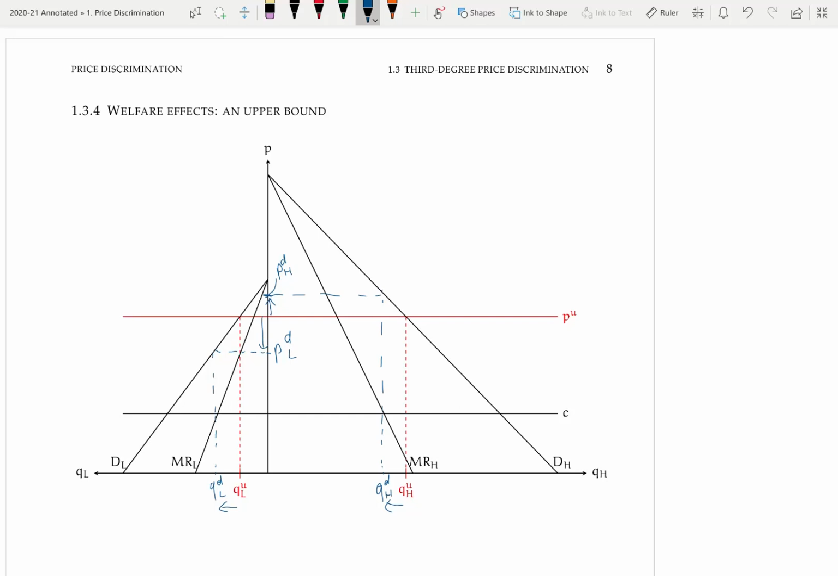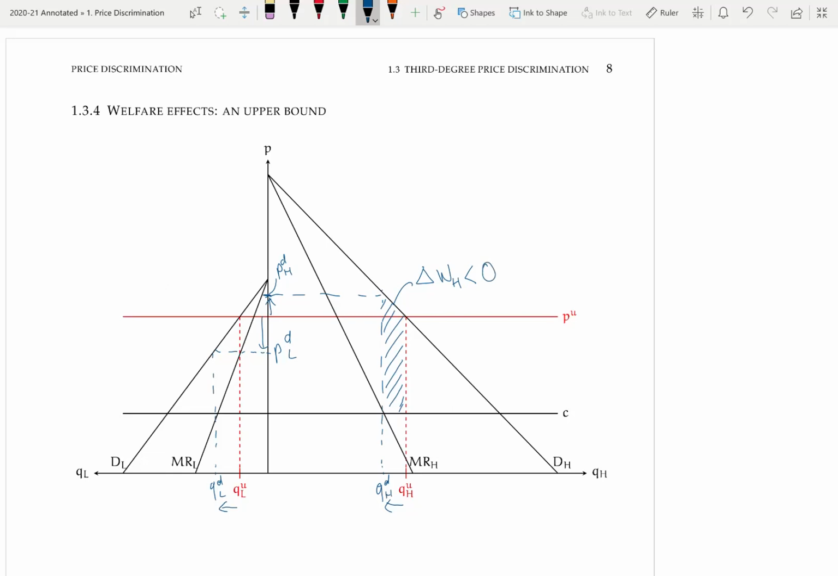So let's look at the high demand market first. We have this reduction in quantity, so there's a reduction in welfare equal to the area between the demand curve in the high demand market and the marginal cost curve and those two quantities. So it's this blue area here. This is the change in welfare in the high demand market. It's negative because the quantity has gone down.